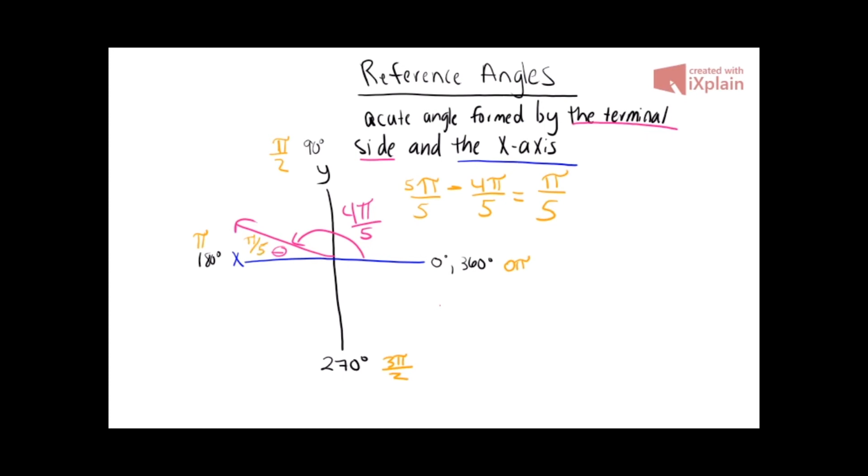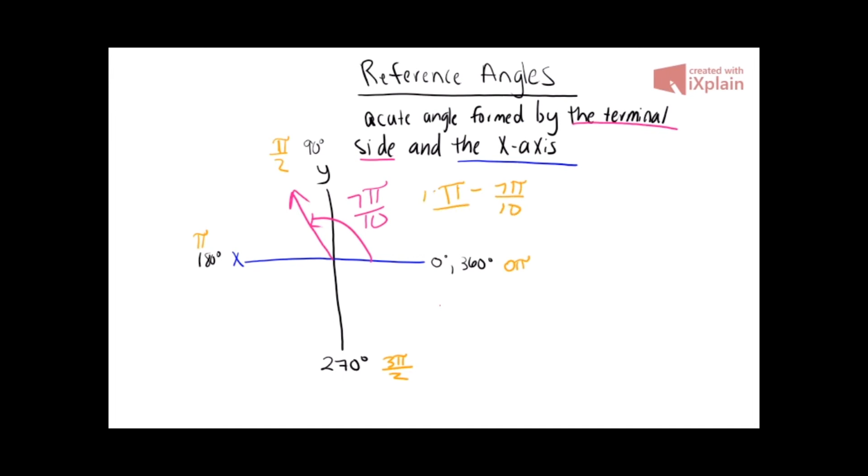Now, it's not always going to be 1 pi over something. Let's look at an example where it's a little different. Let's say our angle was 7 pi over 10. Well, same thing, it's got to add up to pi because pi is one straight line. So we can take pi minus 7 pi over 10. We still need our common denominators, so I'm going to do 10 over 10. So that leaves us with 3 pi over 10. So my reference angle is 3 pi over 10.